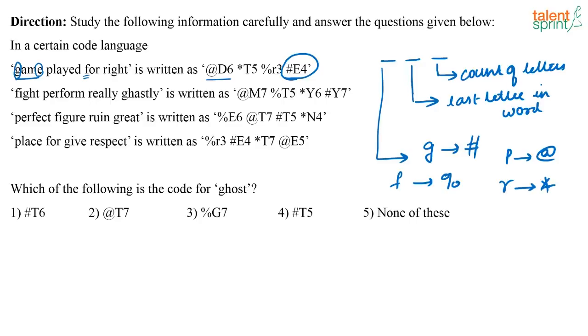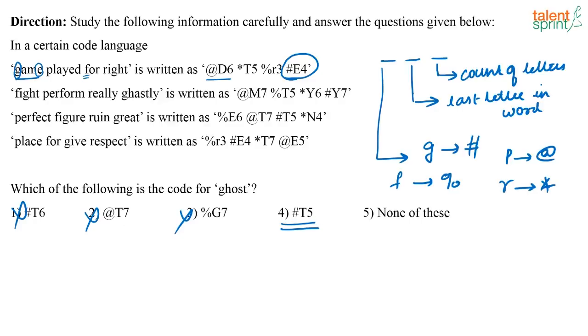Now, what does the first question say? The first question says, which of the following is the code for ghost? Ghost means how many letters are there in this word? 1, 2, 3, 4, 5. If you look at the options itself, you know anyway all these three options are going to be wrong. This is going to be my only possible option. But remember, we cannot directly choose this as the answer because you have an option none of these also. So you have to cross check whether this is correct.